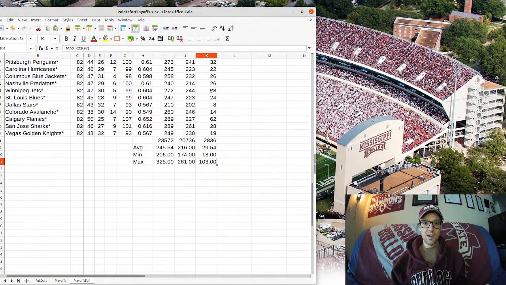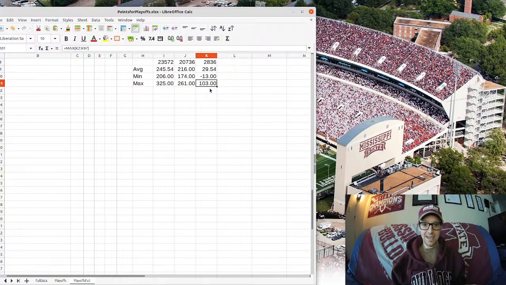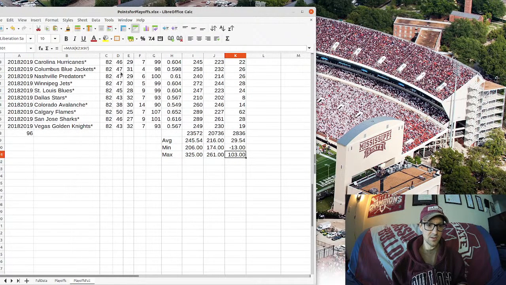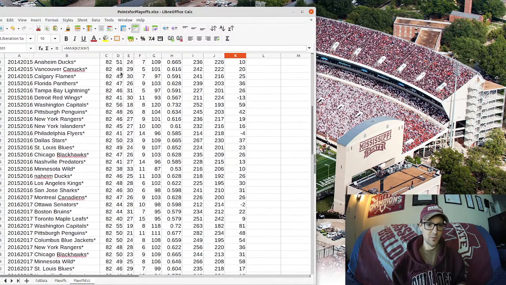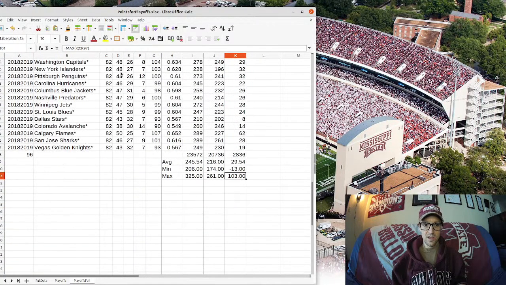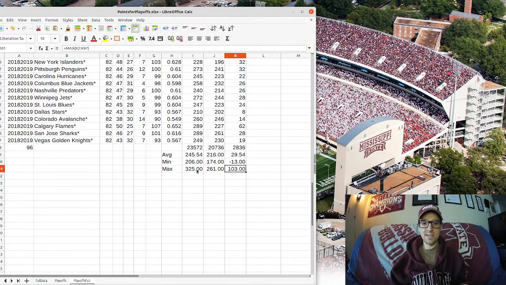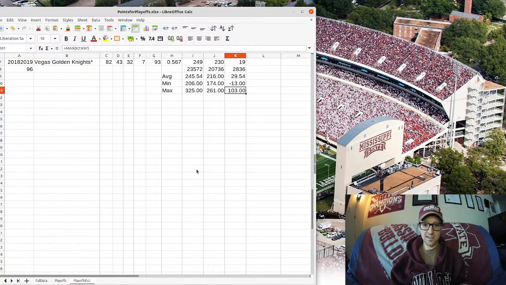Okay, so we're trying to figure out the goals for, against, and differential necessary in order to make the playoffs. Again, we're looking at 2013-14 up to 2018-19, because that's the longest stretch without a lockout or the COVID years. I forget if I already said, it's a 6-year stretch, so 6 consecutive seasons.